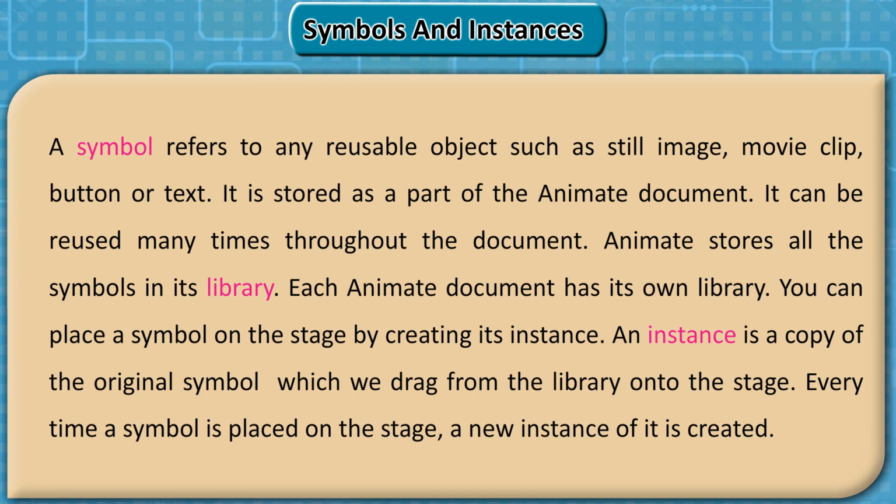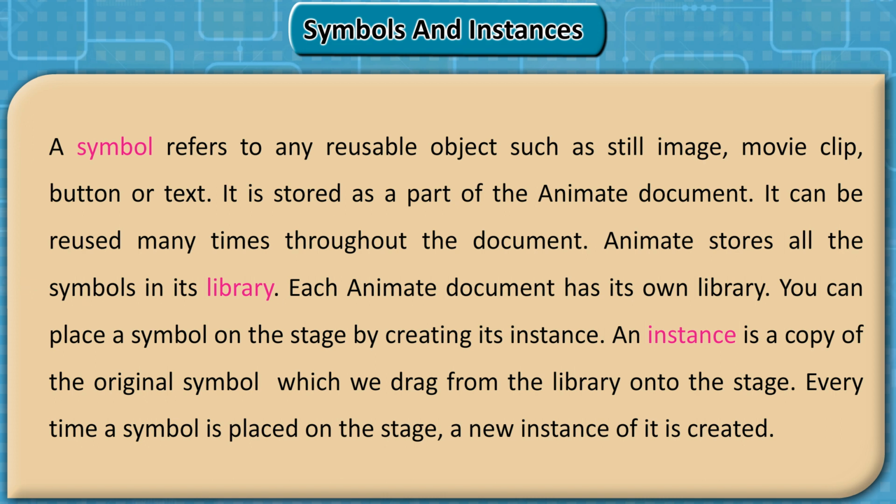A symbol refers to any reusable object such as a still image, movie clip, button or text. It is stored as a part of the Animate document. It can be reused many times throughout the document. Animate stores all the symbols in its library. Each Animate document has its own library.